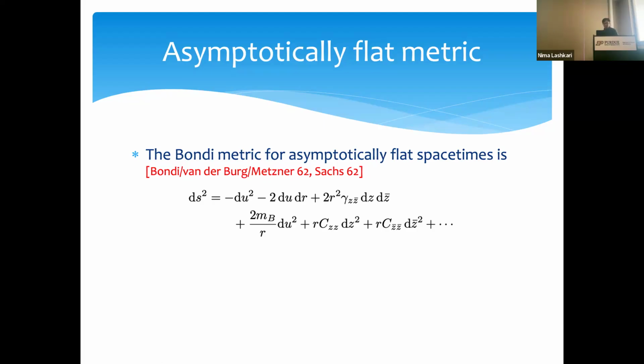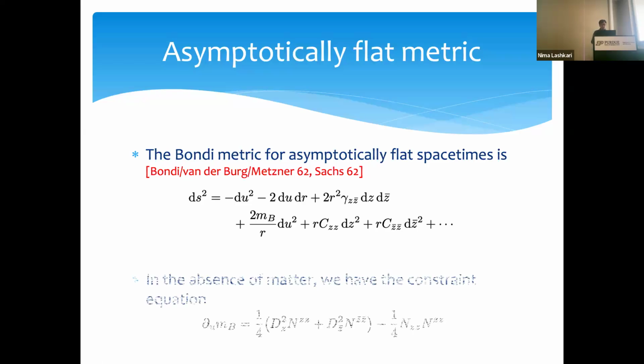There's also another piece of data that we oftentimes see in these metrics. It's called the News tensor, and it's just a u derivative of CZZ, and it measures gravitational radiation. The dot dot dots are all completely determined order by order by imposing the vacuum Einstein equations. And the first, leading order, when you impose the vacuum Einstein equations, you actually get a constraint equation between the time evolution of the Bondi mass aspect and the News tensor.